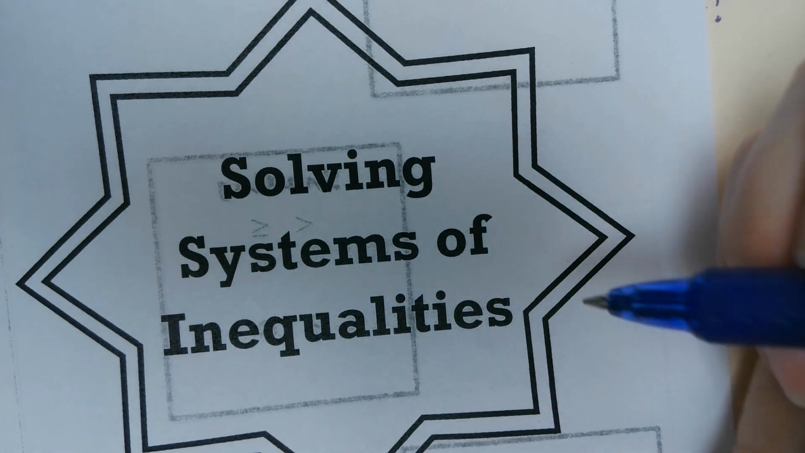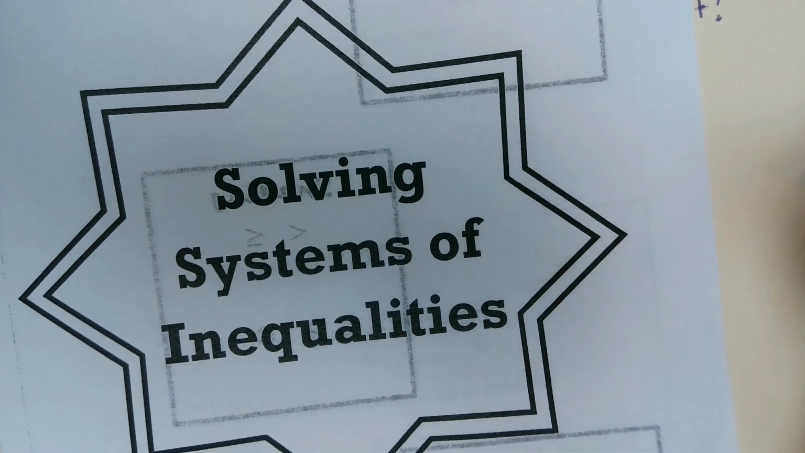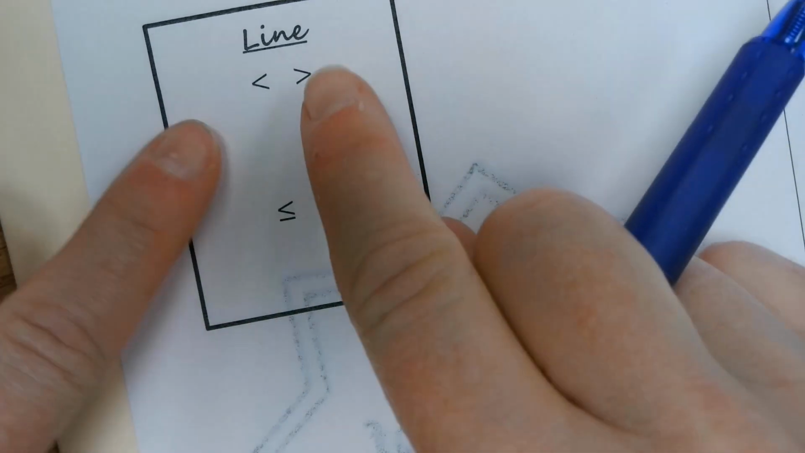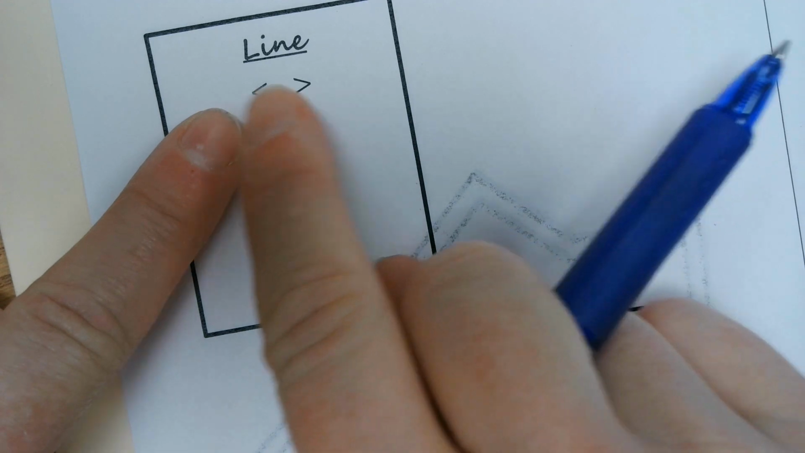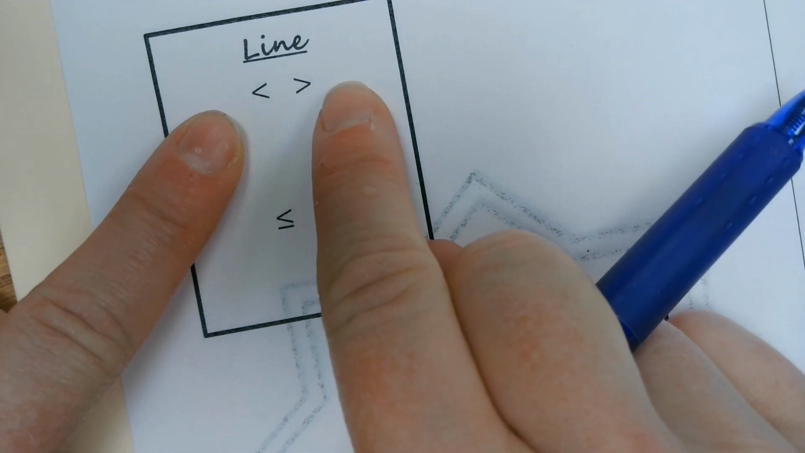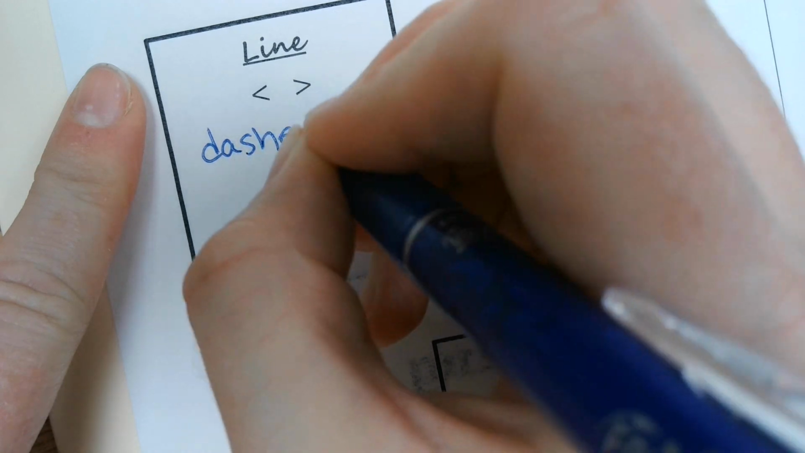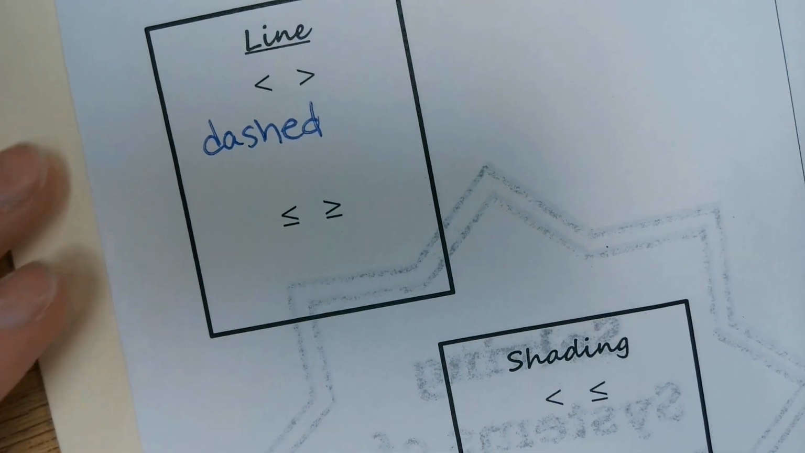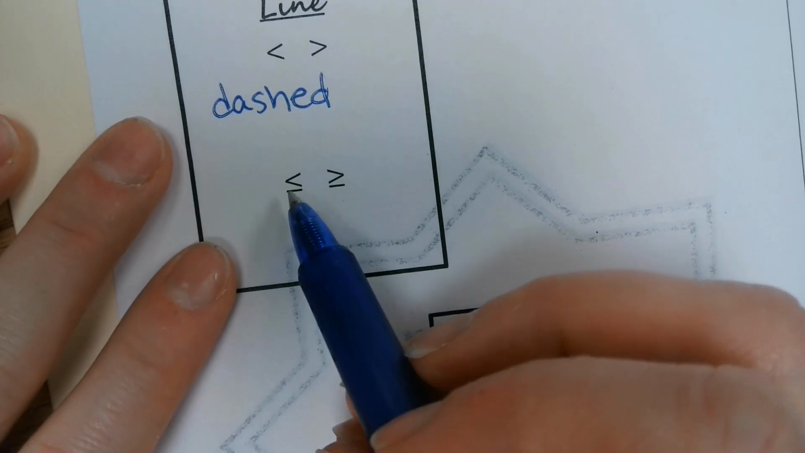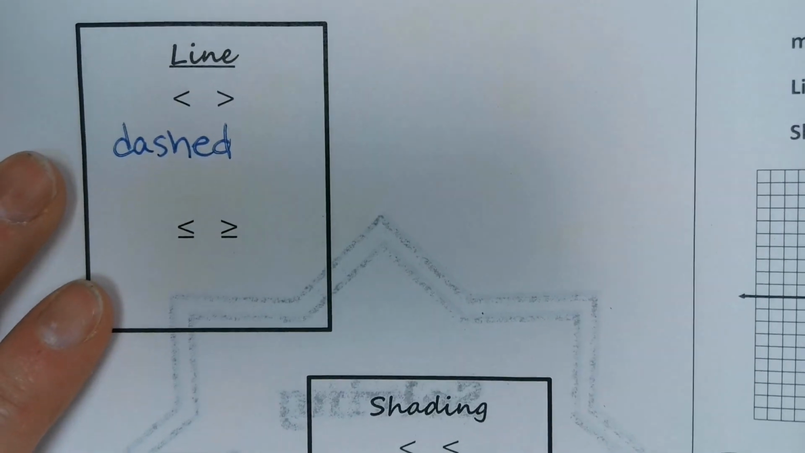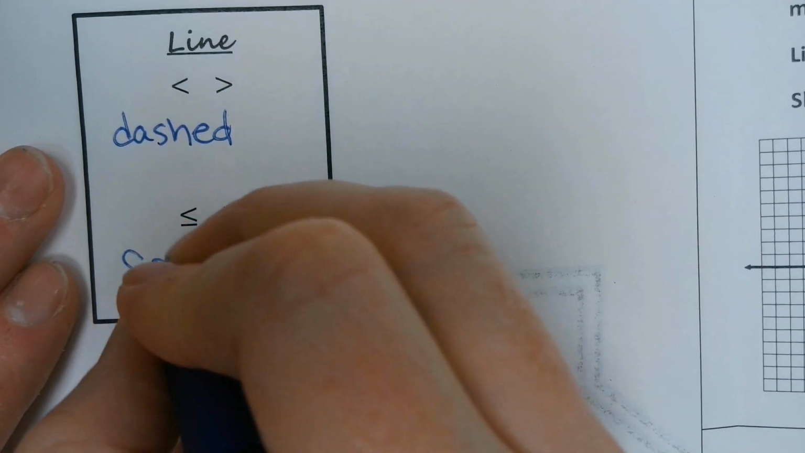We are going to solve systems of inequalities. So let's review how we graph inequalities. So this is less than and greater than, so we are going to have a dashed line. But when it has the or equal to symbol with it, it's going to be a solid line.